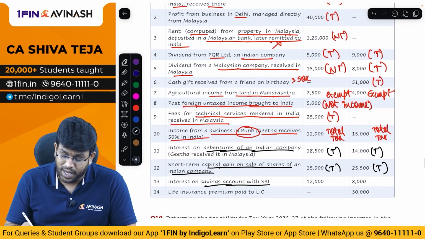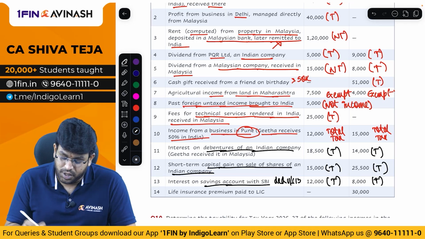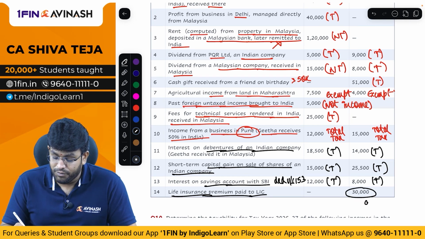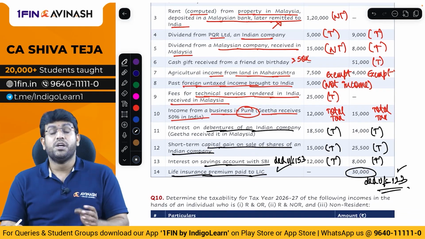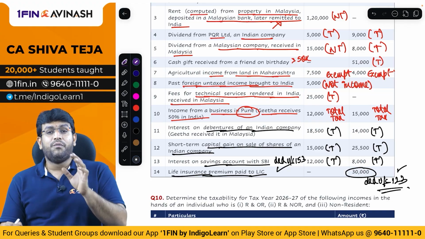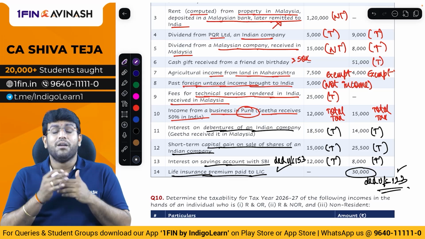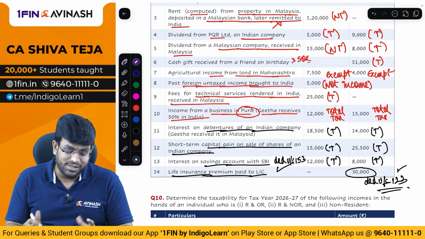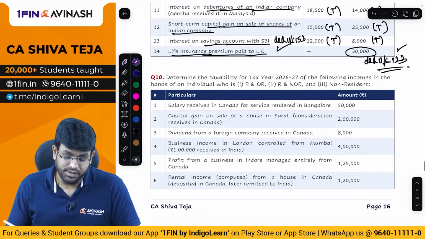Interest on savings account with SBI is also taxable, but after taking it as income, we can take deduction under section 80TTA. Life insurance premium paid to LIC, 30,000, we can take deduction under section 80C. But the concept to be noted very clearly is that this 80C, 80TTA deductions story will come only and only if we are opting out of the default tax regime, because in default, we don't get the majority of deductions. So that is the beauty of this very interesting question, guys. Clear? Let's proceed. Next question, my dear friends.